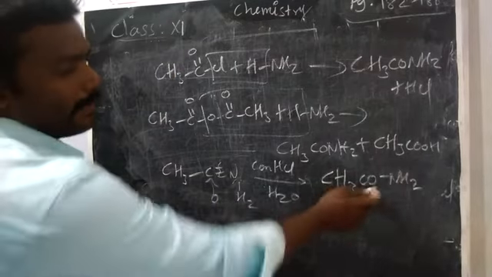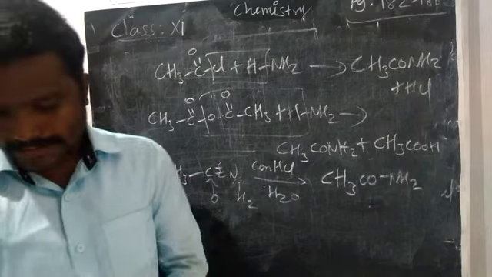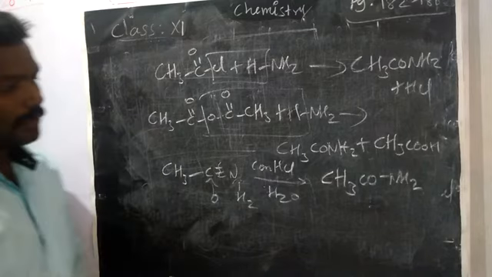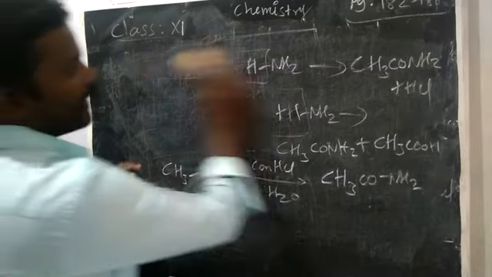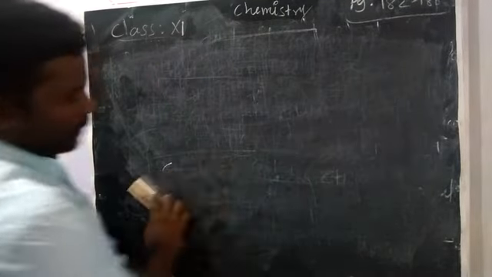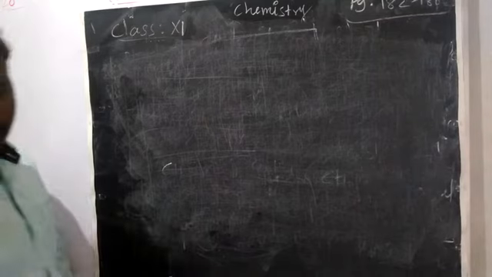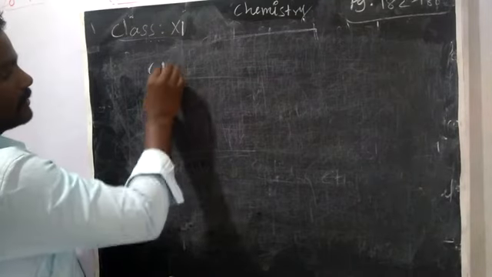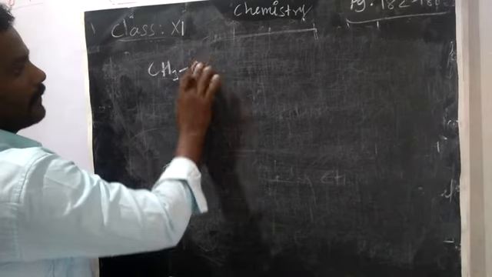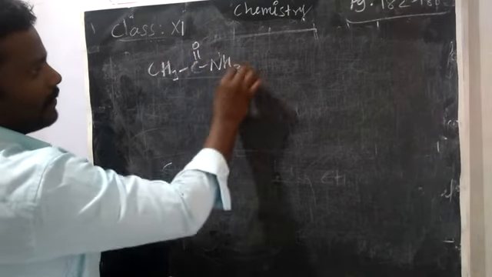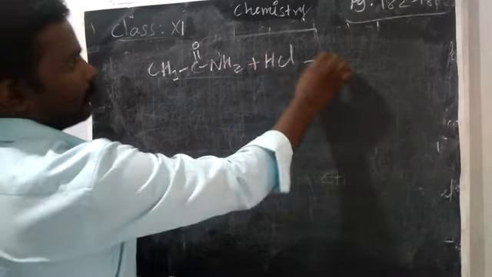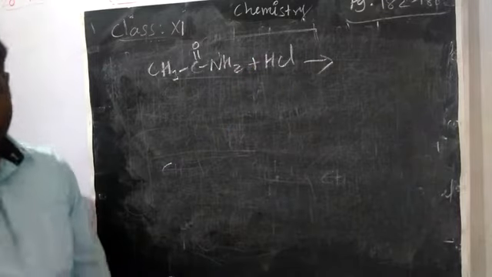NH2CO, triple bond becoming single bond. So acetamide we have prepared. Now the chemical properties of acetamide: how acetamide reacts with other compounds. First, CH3, C double bond O, NH2, acetamide with hydrochloric acid, HCl. What will be the product?